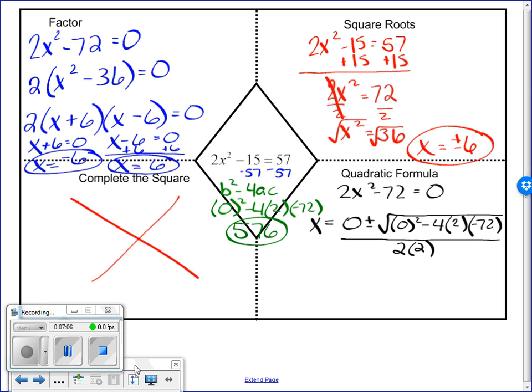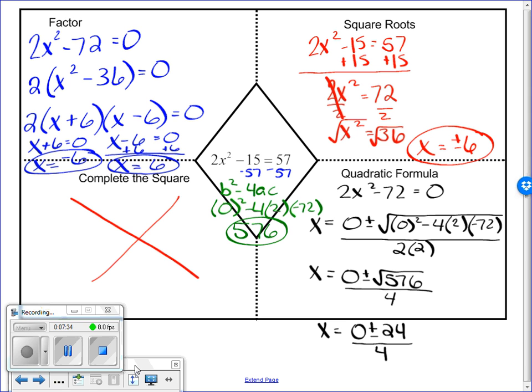All right, help me out here, guys. What do we get underneath that radical? 0 plus or minus radical. Should you already have known that it was 576? Didn't we find that earlier? That was b squared minus 4ac. I already found it. All right, square root of 576? It's 24.